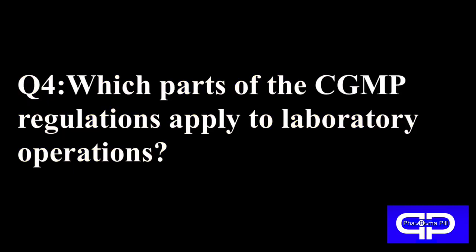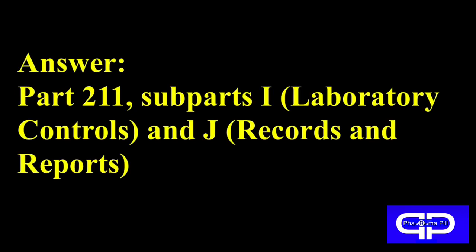Question number 4. Which part of CGMP regulation applies to laboratory operations? Answer of the question is Subpart I and Subpart J. Subpart I stands for laboratory controls and Subpart J stands for records and reports.